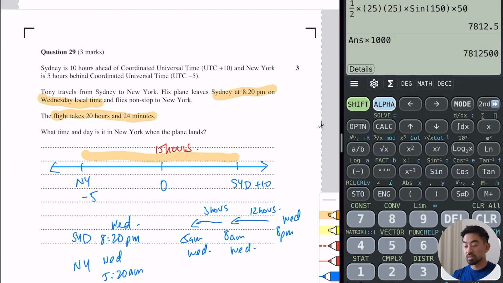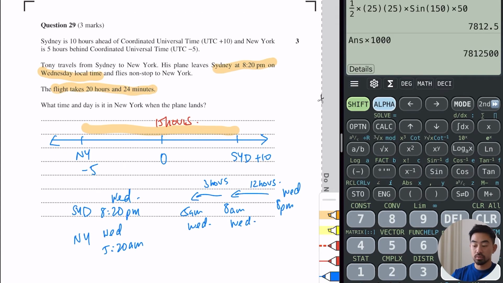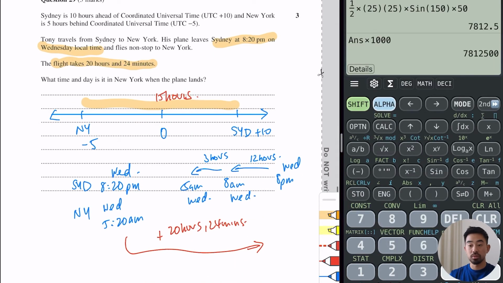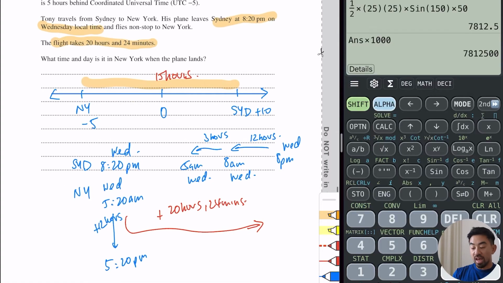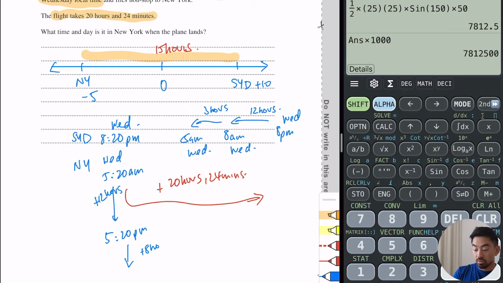Okay, now once I've done this, then I want to add on the 20 hours, 24 minutes. So here is where I add on 20 hours and 24 minutes. Now, once again, try and work in 12-hour blocks. So 12 hours from 5:20 a.m. gets me to 5:20 p.m. I have another 8 hours to get to 20 hours, so plus 8 hours. So you've got to do a bit of thinking here.